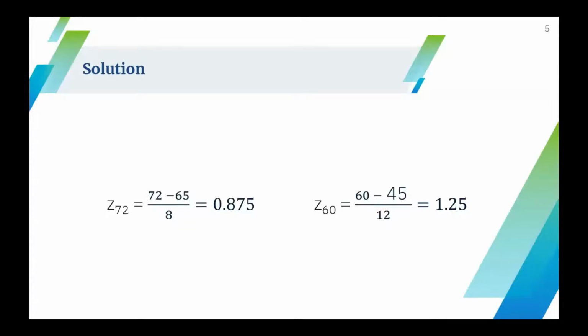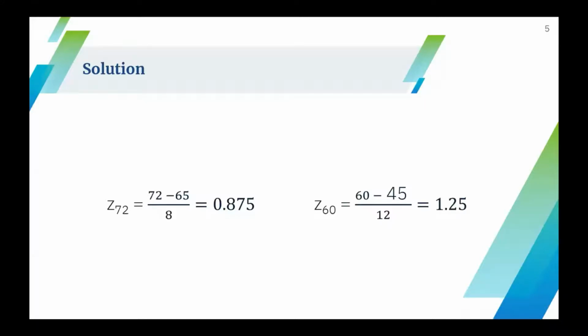Z72 is equal to 72 minus 65 over the standard deviation 8, which is equal to 0.875. Z60 is equal to 60 minus the mean 45 over 12, the standard deviation, which is equal to 1.25. Raul scored 0.875 standard deviations above the mean on the first test and 1.25 standard deviations above the mean on the second test. The z-scores indicate that in comparison to his classmates, Raul scored better on the second test than he did on the first test.